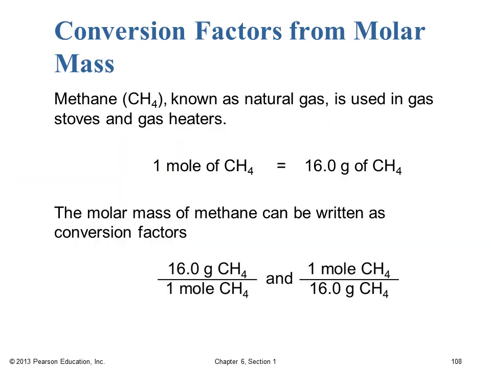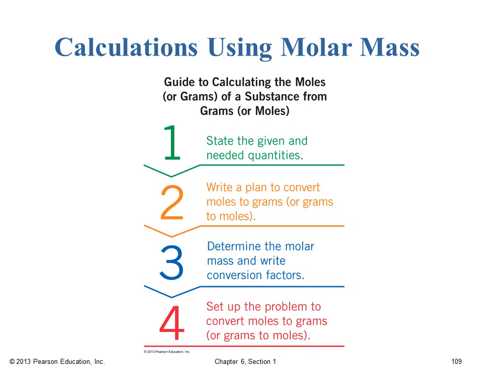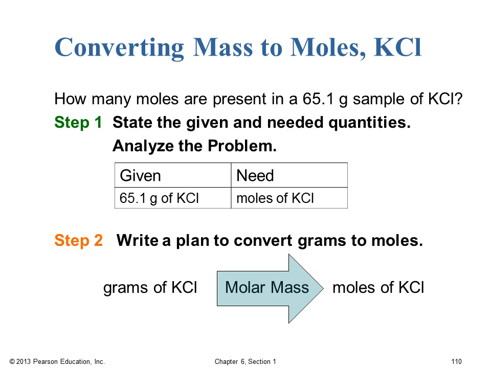We can use these conversion factors of molar mass either way. We can have grams per mole or moles per gram, depending on what you're trying to do with those molar quantities. When we're using these molar masses in our calculations, we're following the same steps. State what we're given, state what you need to get, write out your plan, then write out your conversion factors, set it up, and find your final product.